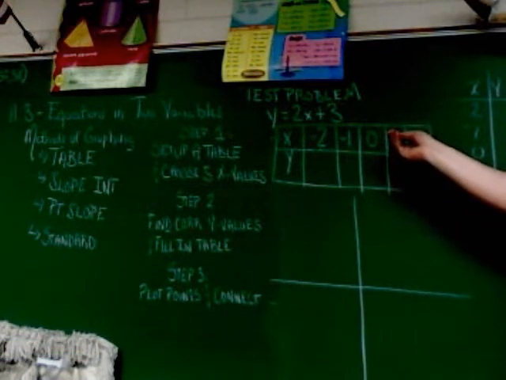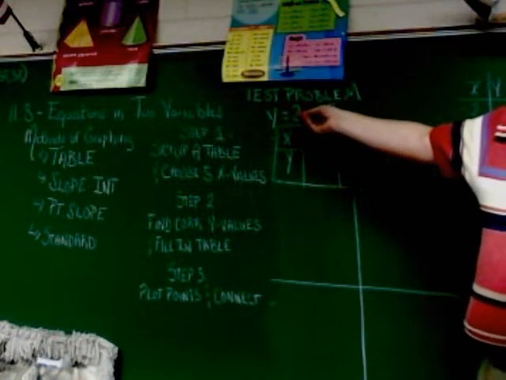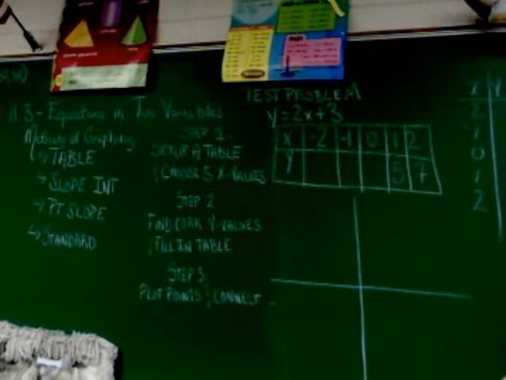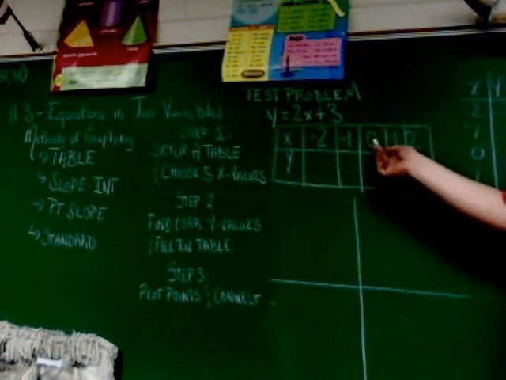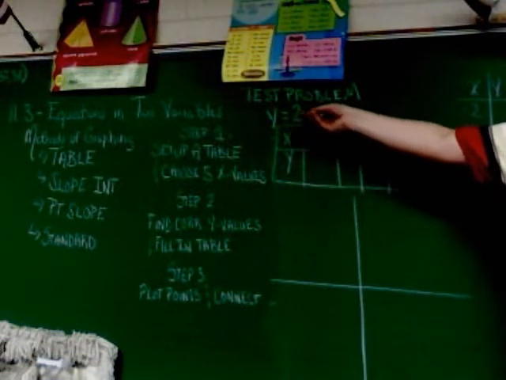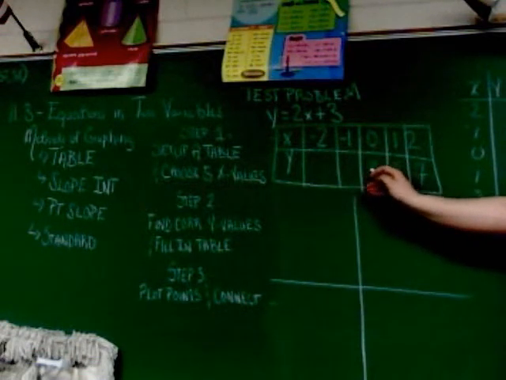Next thing I'm going to do, I'm going to change x into 1. So I've got 2 times 1, which is 2, plus 3, which is 5. Right. Third problem to solve. I'm going to change x into 0. 2 times 0 is 0, plus 3 is 3.